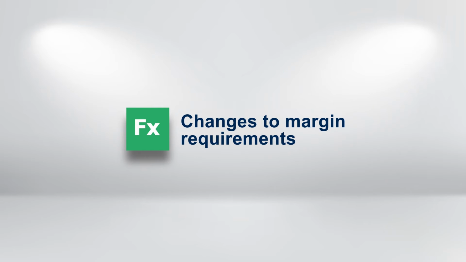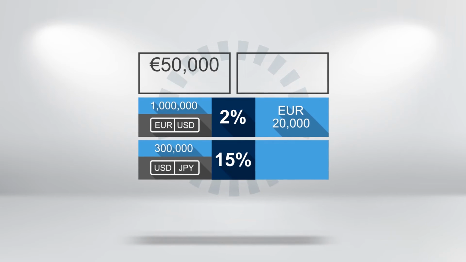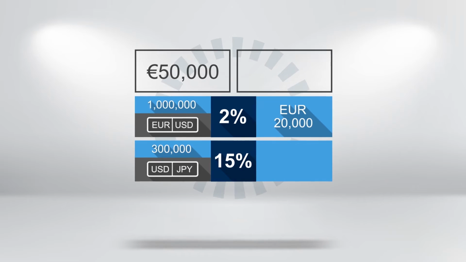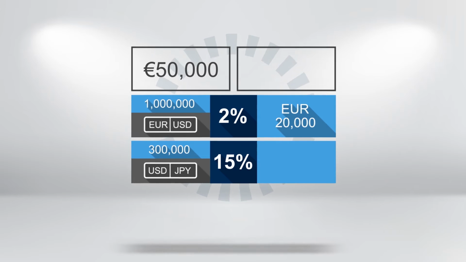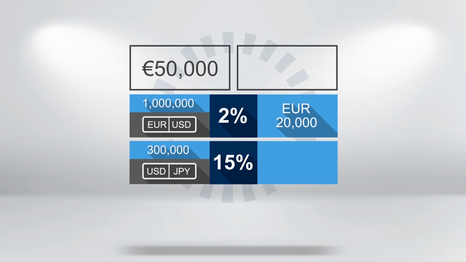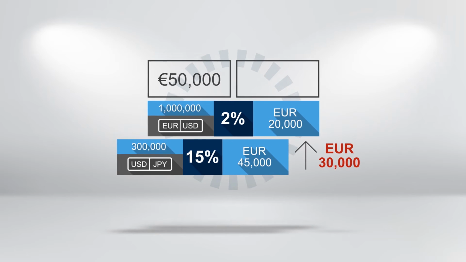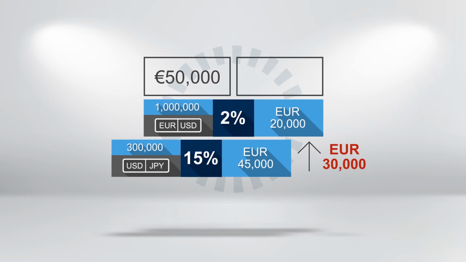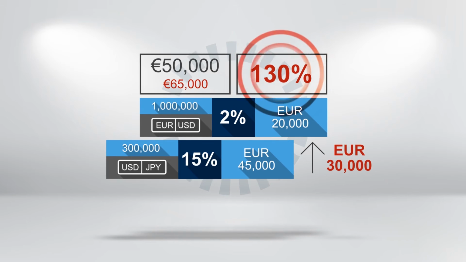Continuing our example, imagine a scenario where the dollar-yen margin requirement increased to 15%. For sake of simplicity, let's assume that neither of the two trades has changed in value. A dollar-yen trade of 300,000 with a 15% margin equals 45,000 euros. This is a net change of 30,000 euros that the trader will have to provide as collateral. In this particular example, this net change exceeds the account balance.